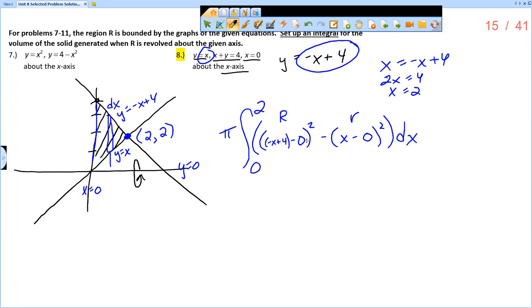So this is good, but we can do a little bit better. We can drop the zeros. And so I get pi times the integral from 0 to 2 of negative x plus 4 quantity squared minus, and this would just be x squared, with respect to x. Now, on the answer sheet, we have 4 minus x quantity squared, but that would be the same. And then also we have the pi on the inside, which doesn't really matter. We can move that to the outside. So that is question number 8.